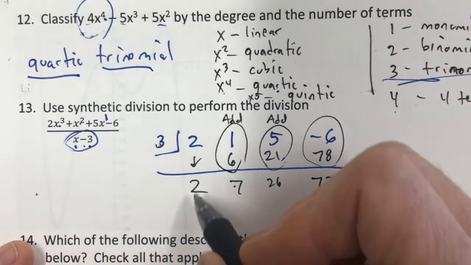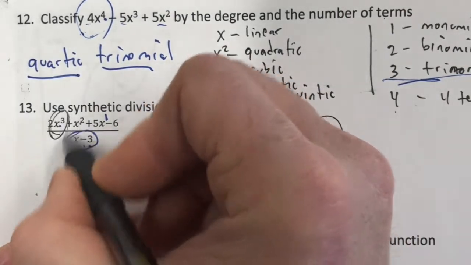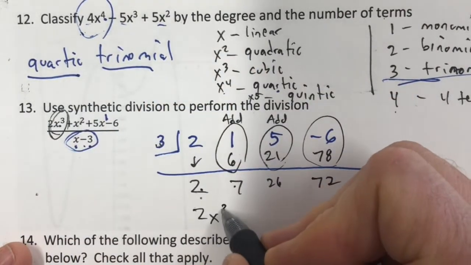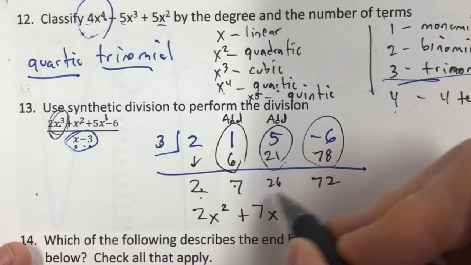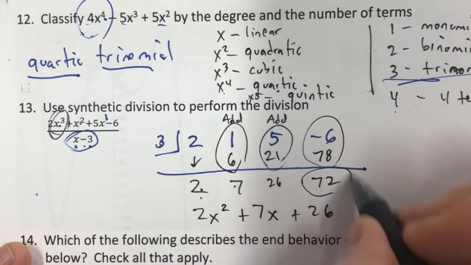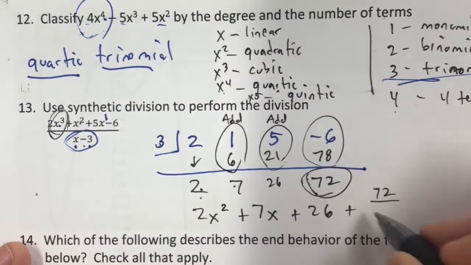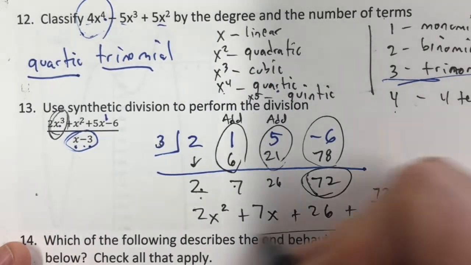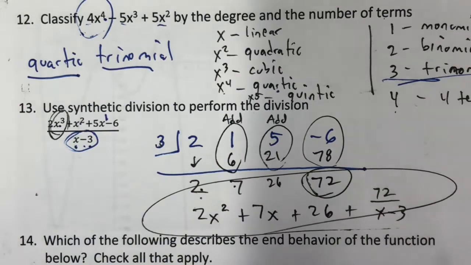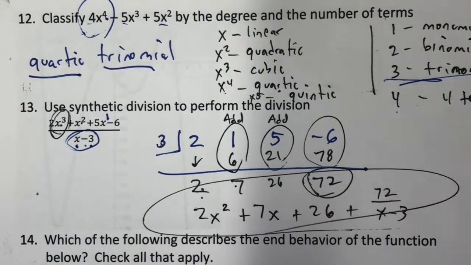Okay. So this is going to be 1 degree less. It was x to the 3rd. So this is going to be 2x squared plus 7x plus 26. And then this is my remainder here. So plus 72 over my divisor, which is x minus 3. And there's my answer right there. Okay.